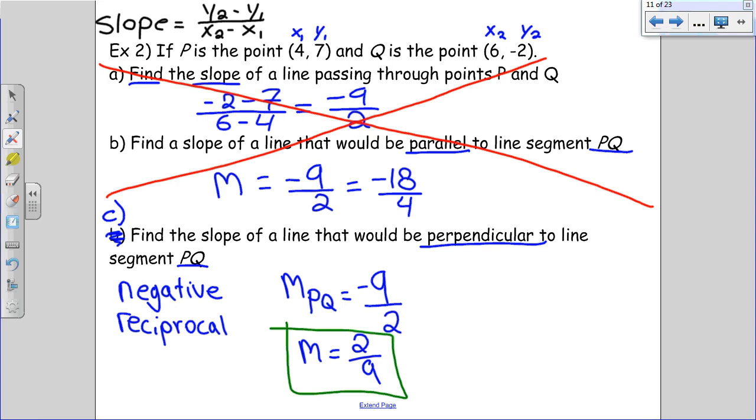All right, that's it for the perpendicular and parallel lines. Tomorrow, you're going to have a quiz to start class. The quiz will be on everything we've done.